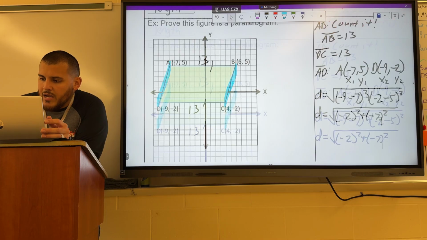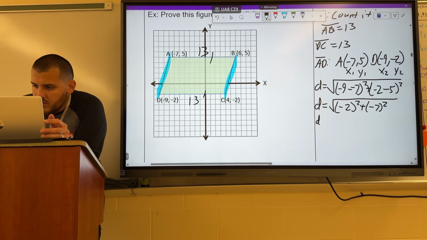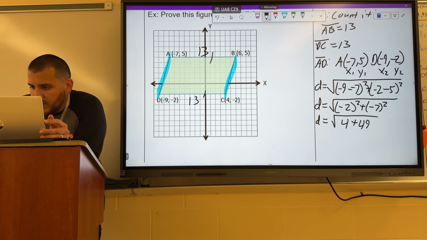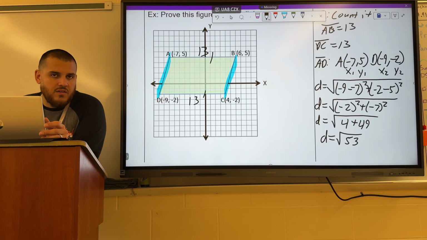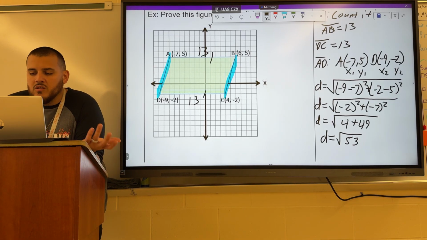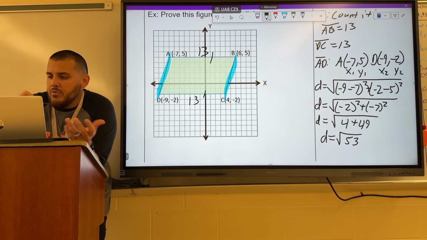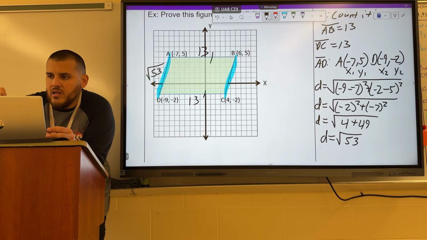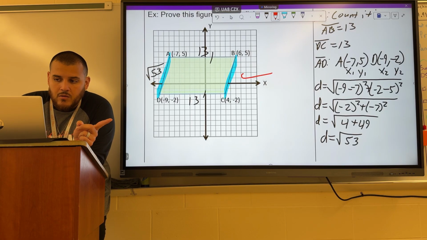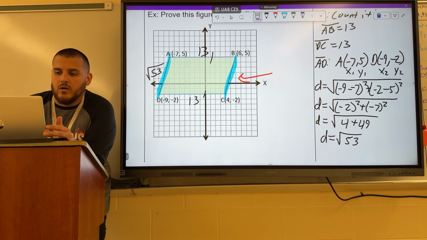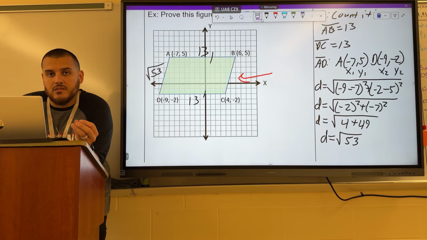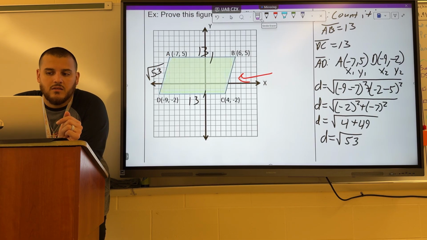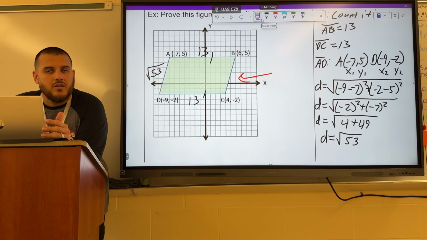Next, I am doing my exponents, so I got to square those. -2 squared is +4, -7 squared is +49. Then I can add those. 4 plus 49 gives me the square root of 53, which I could take the square root of and write as a decimal, but I'm not going to. I'm just going to keep it as this exact length. I know it's the square root of 53, and therefore if this is a parallelogram, BC would also need to be the square root of 53. So I can prove that by now also finding the length of that side with another distance formula.